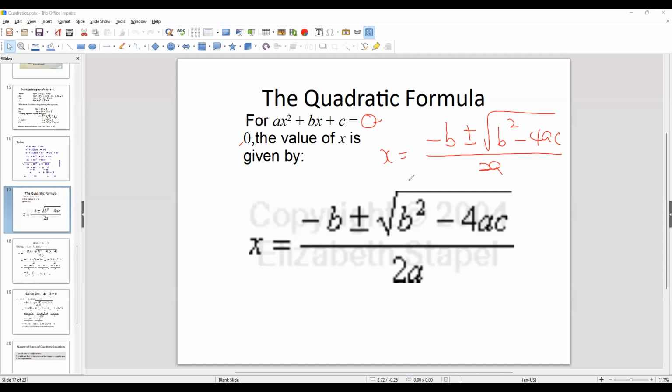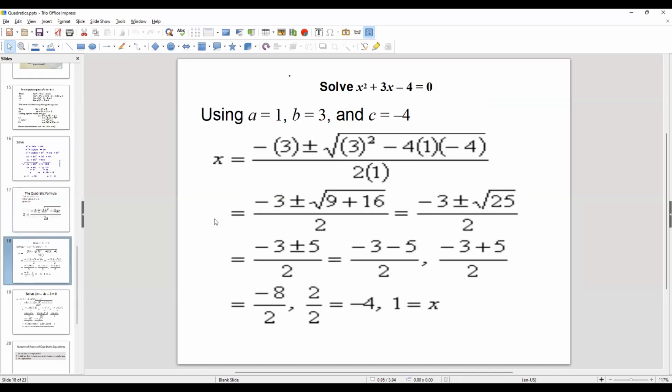How do you use the formula? That's what I'm interested in. Let's look at an example. So look at this one. You have to solve the equation x squared plus 3x minus 4 equals 0, right? So you got to identify what is a, b and c. This equation is of the form ax squared plus bx plus c. So a is this 1 in front here. b is this 3 here. And c is this minus 4, right?